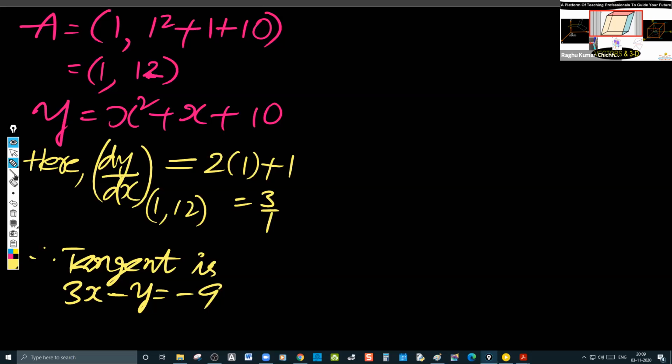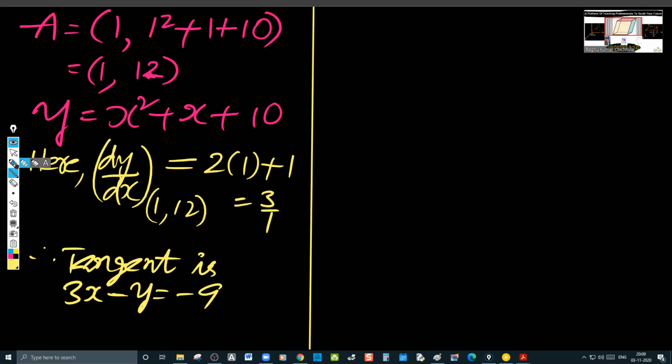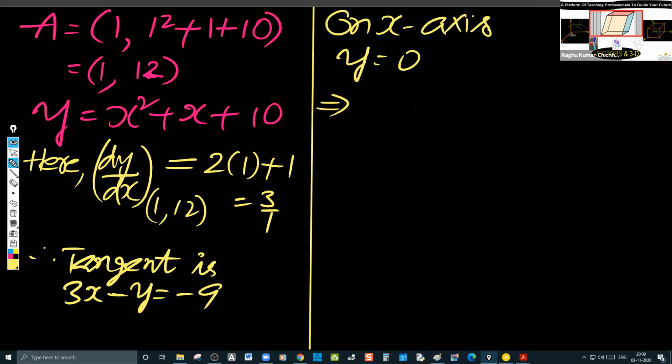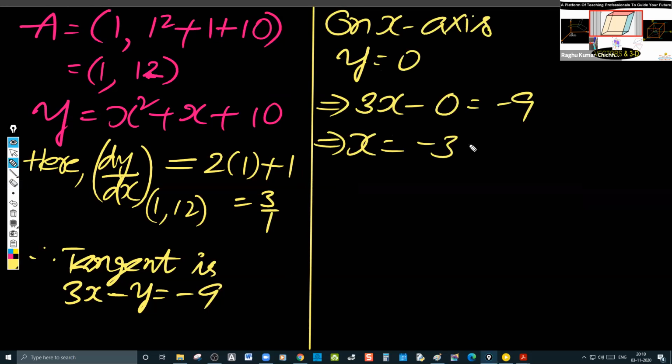Now, on the x-axis, which is 0, you tell me, Kaushik. On the x-axis, which is 0? Y is 0. Sir. That's good. On the x-axis, y is 0. Implies, write it here. 3x minus 0 is equal to minus 9. Implies x is equal to minus 9 by 3, minus 3. Implies B is equal to minus 3 comma 0. That's it.